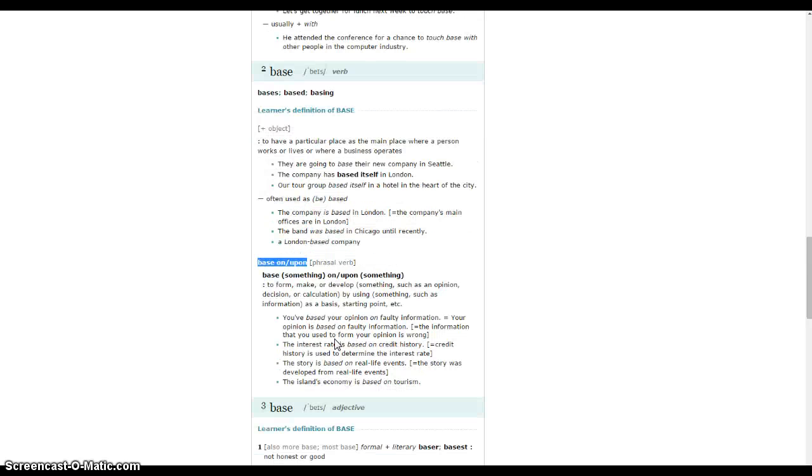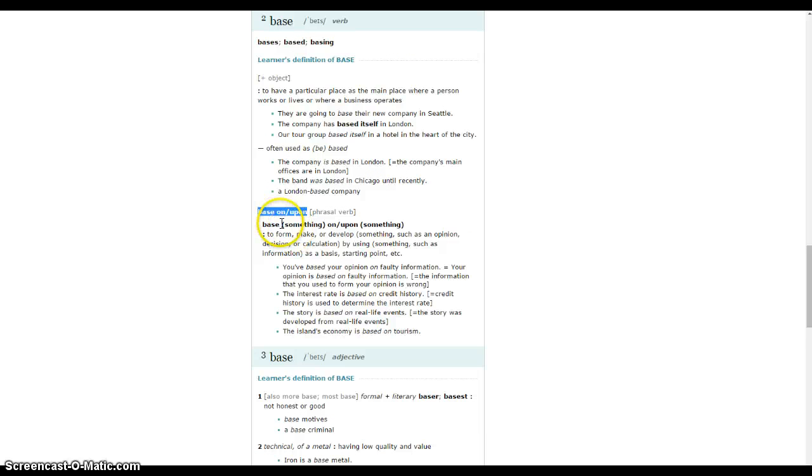Based on or upon. And it looks like it is a transitive verb. Okay, we need an object, something. And it says it means to form, make, or develop something such as an opinion, decision, or calculation by using something as a basis, starting point, etc. Now, that's a little difficult to understand, so I'd like to look at some examples.